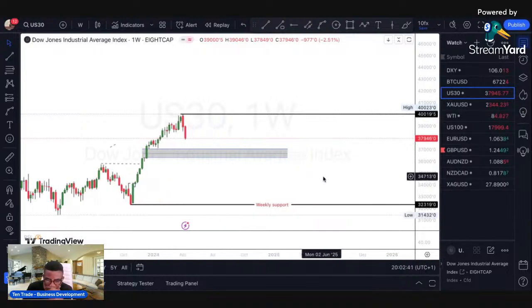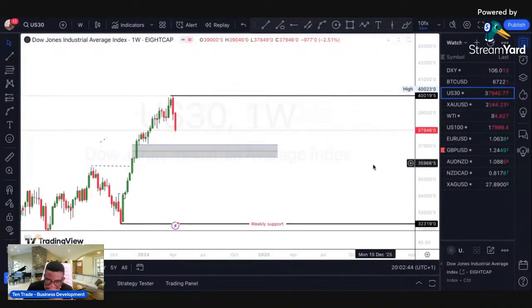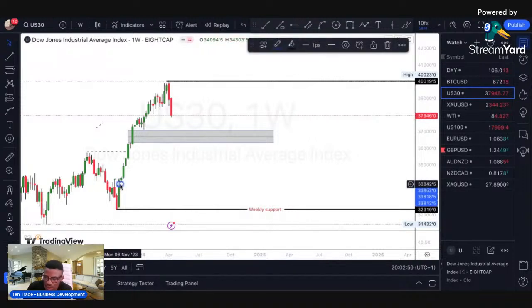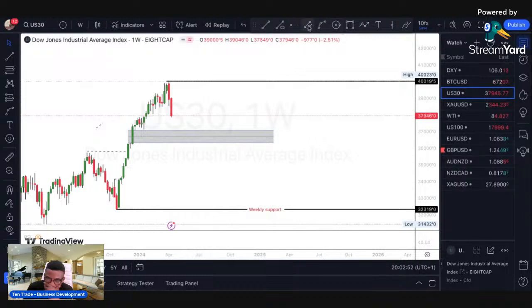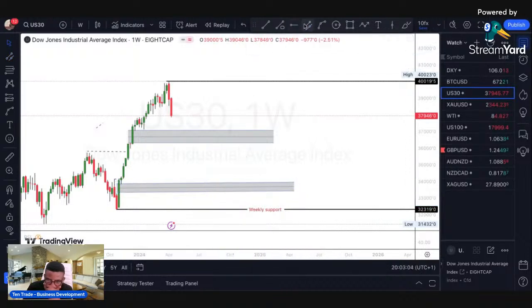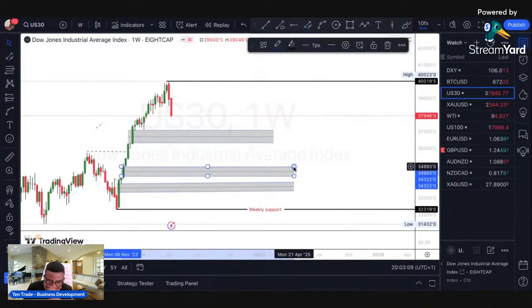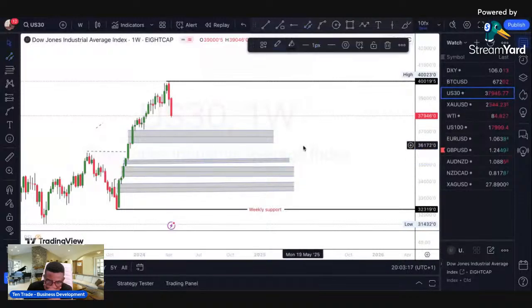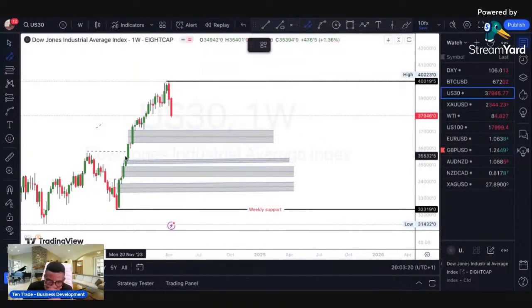Now, areas of imbalance within this range. This is now our range. This and this, yes, exist. We have something here. We mark it. We have something here. We mark it. We have something here again. We mark it. We have another one here again.